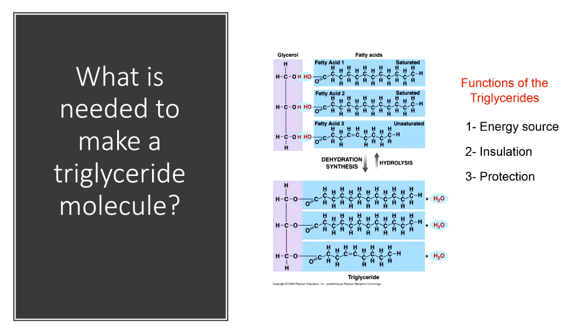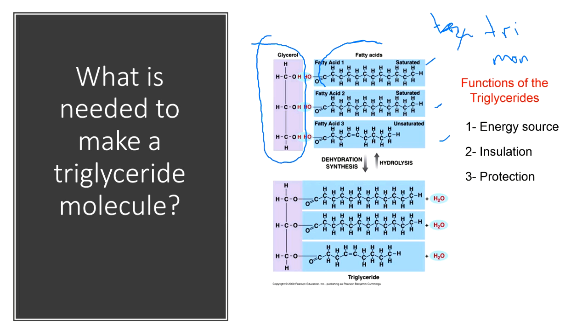So what is needed to make up a triglyceride molecule? Well, you need the glycerol backbone and the fatty acid chain. So this one has three fatty acid chains, which makes it a triglyceride. So if it had one fatty acid chain, it would be a monoglyceride. If it had two fatty acid chains, a diglyceride. So energy, insulation, protection.